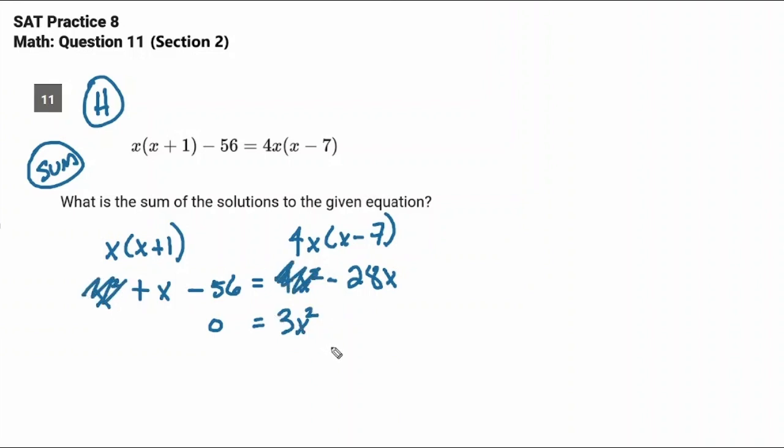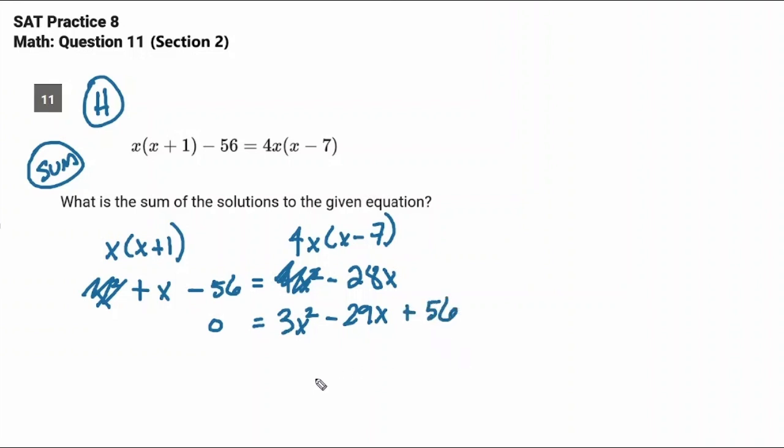This is a part that, for whatever reason, people mess up. Be careful. Now I'm dealing with my x's. I'm going to move this x across. It's going to be negative, so it's going to be negative 28x minus x. That's minus 29x. I think it's because 29 is a weird number and people aren't expecting it. Minus 56, move it across, it's going to become plus 56.